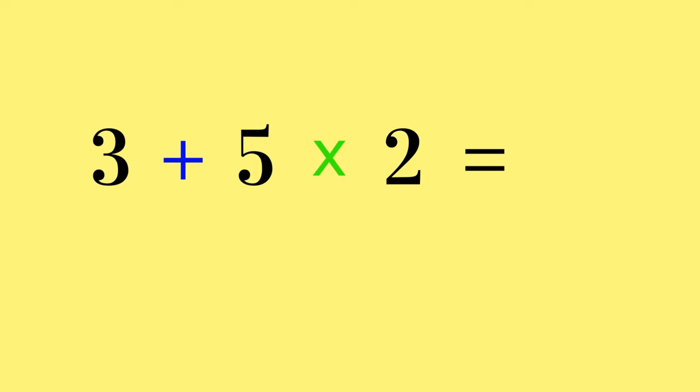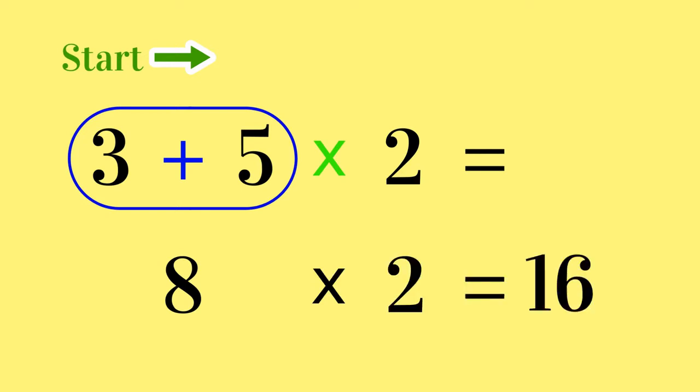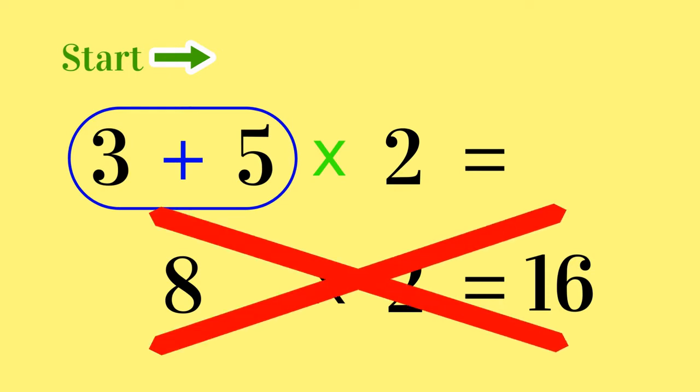You might think that the best way to do these calculations is to start from the left and work your way through to the right, such as 3 plus 5 is 8, and 8 multiplied by 2 is 16. But this is actually incorrect, because when doing a calculation that has multiple operations, you have to do those operations in a specific order. We remember this order by using the acronym BIDMAS.